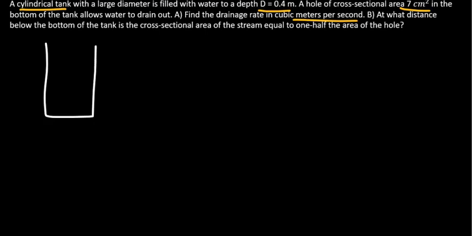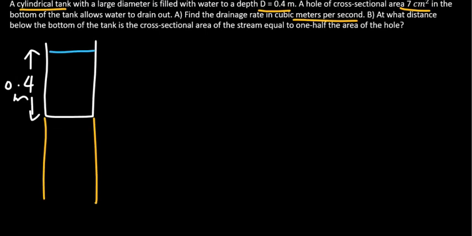So you have this cylindrical tank at a certain height, and this tank is filled with water to a certain depth, and that depth is 0.4 meter. At the bottom of that tank you have a hole with a certain cross-sectional area. We are given the area, 7 cm squared, so that the water can drain out like that. For part A, we want to find the drainage rate. The drainage rate in this case is the volume flow rate.